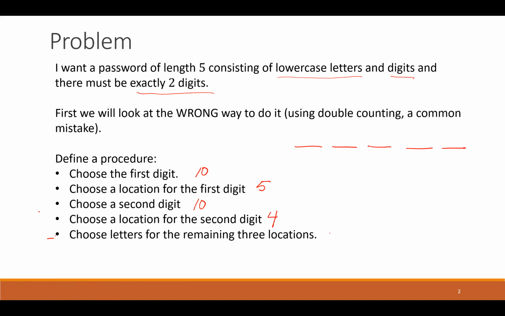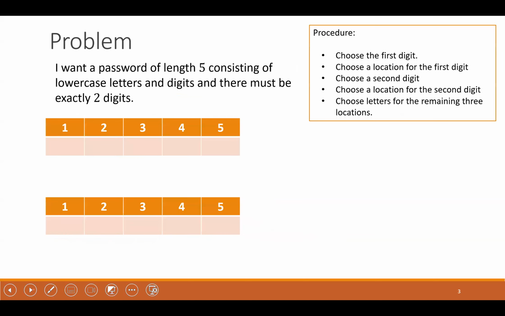So, and this is 26 choices for each, and there's 3 spots left. Okay, so using the product rule, I can multiply all these together. But my claim is that you've overcounted or double counted. And so maybe one of the things you can ask yourself is, why did I choose the locations for the digits? Actually, no, never mind. We'll come back to that later.